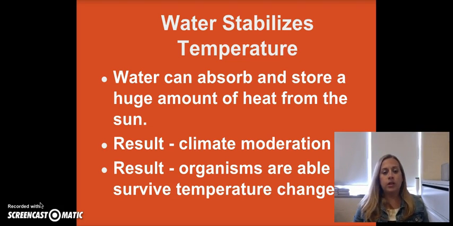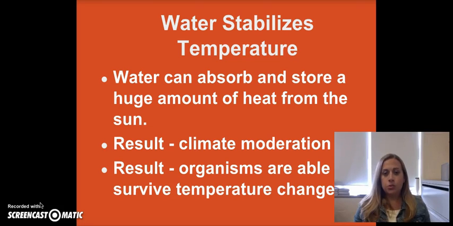Now, water also stabilizes temperature. What that means is that water can absorb and store a really huge amount of heat from the sun. And so it results in climate moderation, and it allows organisms to survive temperature changes.